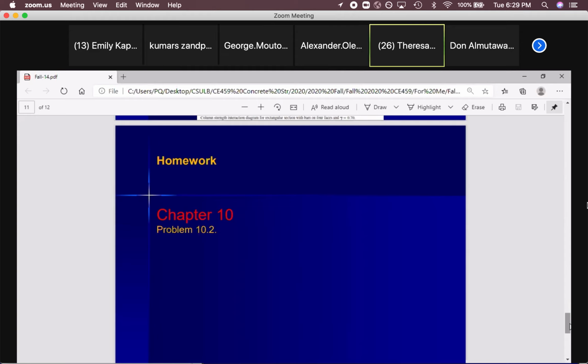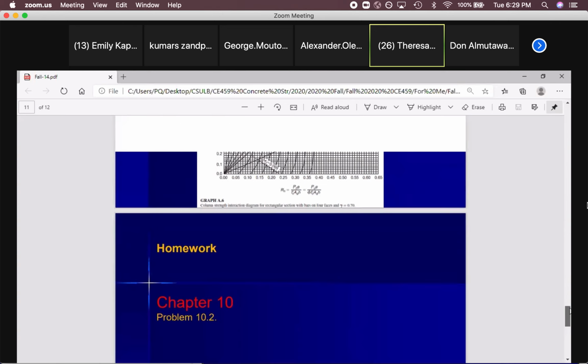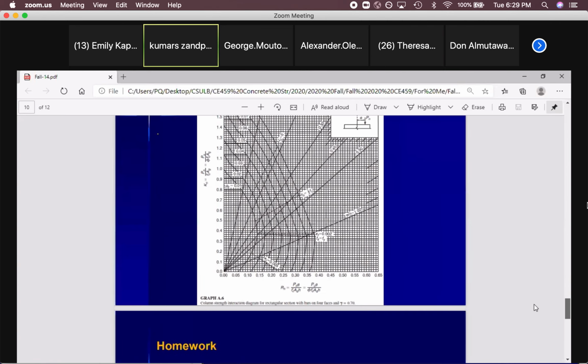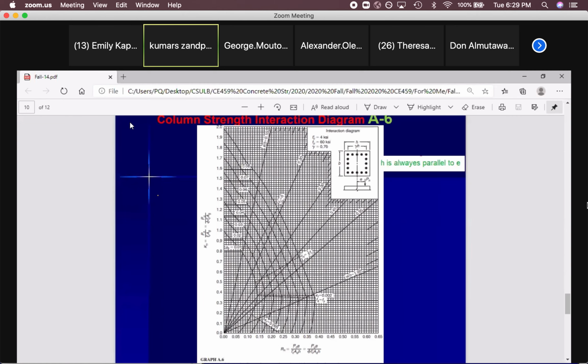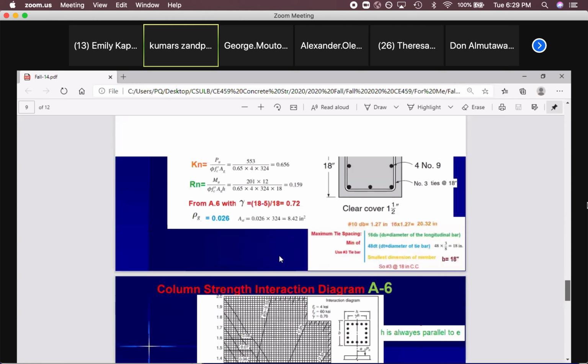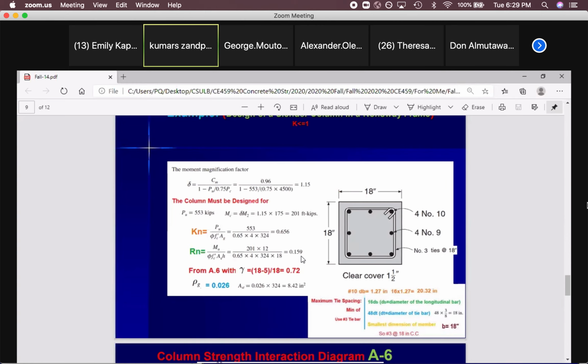Can you please review using diagram A6 to find row G? I think you follow like the curvature, but I'm not 100% sure. Oh, look at this. We calculated Kn and Rn. These are our Kn 0.656, Rn 1.159. Yeah, we calculated these two.